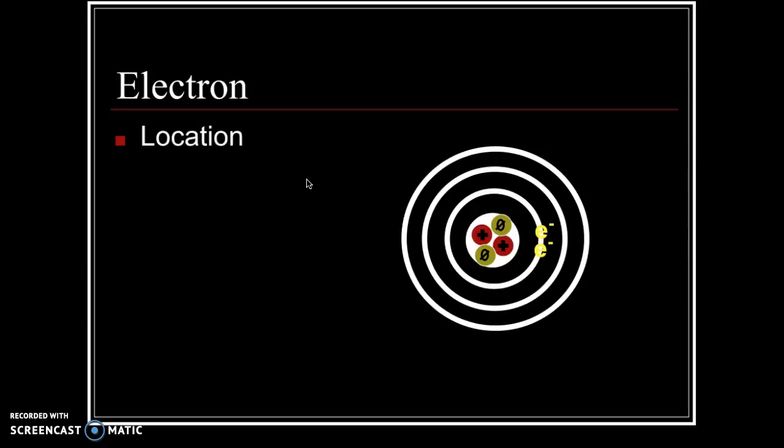Now the electrons are located in what we call the energy levels or energy clouds. I'm going to use both of those terms, energy levels or energy clouds, interchangeably. So don't get confused if I say energy level one day and then the next day I say energy cloud, because we can use those both pretty interchangeably.